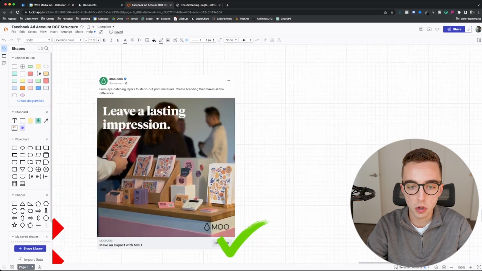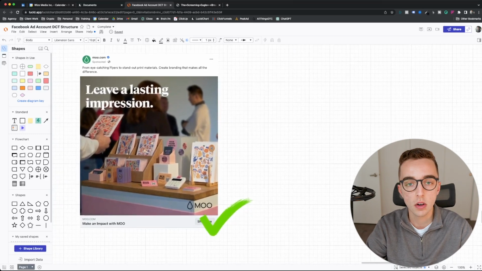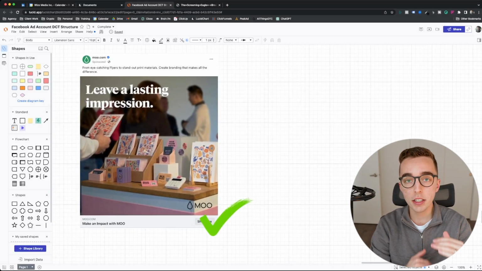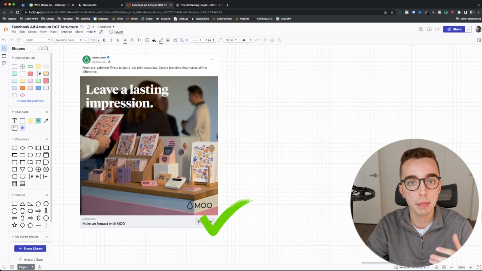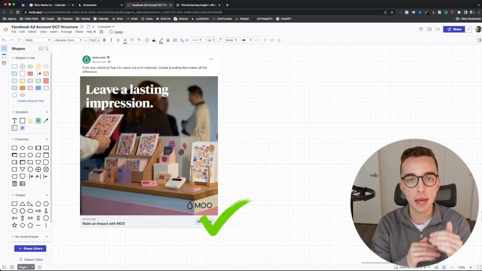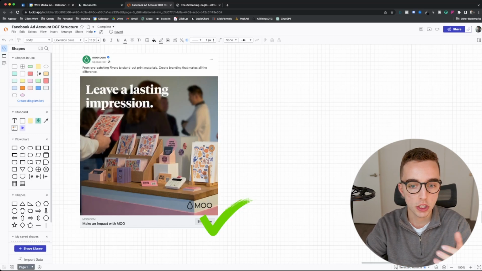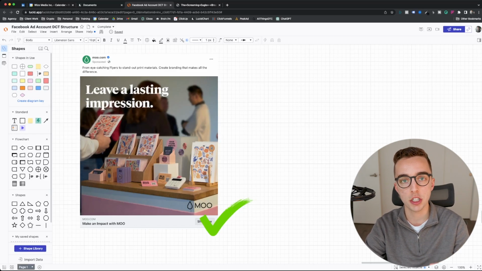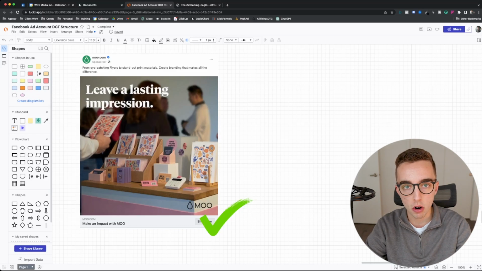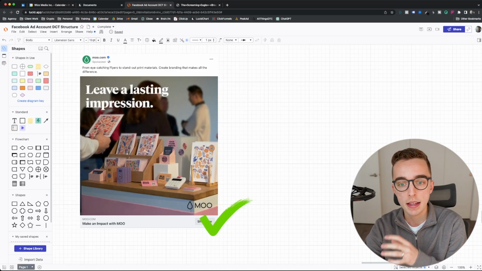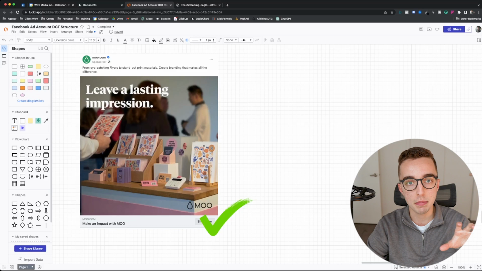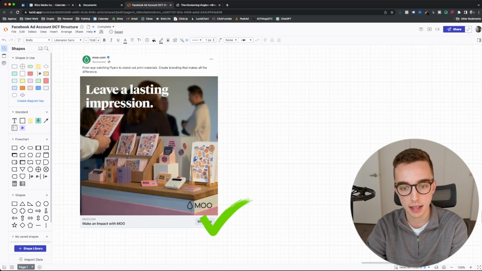Let me show you first of all what is right. This is what is right. You have the ad creative, which in this case happens to be static, with big, bold text, which in this case is "leave a lasting impression." This is their concept headline. If they had a video or a UGC, then that would be the big text appearing at the beginning, or the hook that the person would actually say from the start. The hook becomes the concept headline.